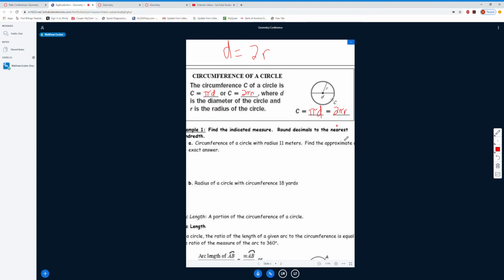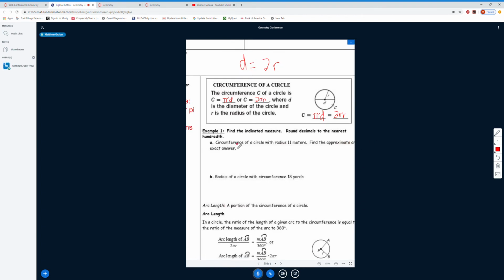It says find the measure, round to the nearest hundredth. This says find the approximate and exact answer. So find the circumference of a circle with a radius of 11 meters. If it's radius, I'm going to pick the radius formula. The circumference is 2 pi r. So 2 pi times the radius, which is 11.